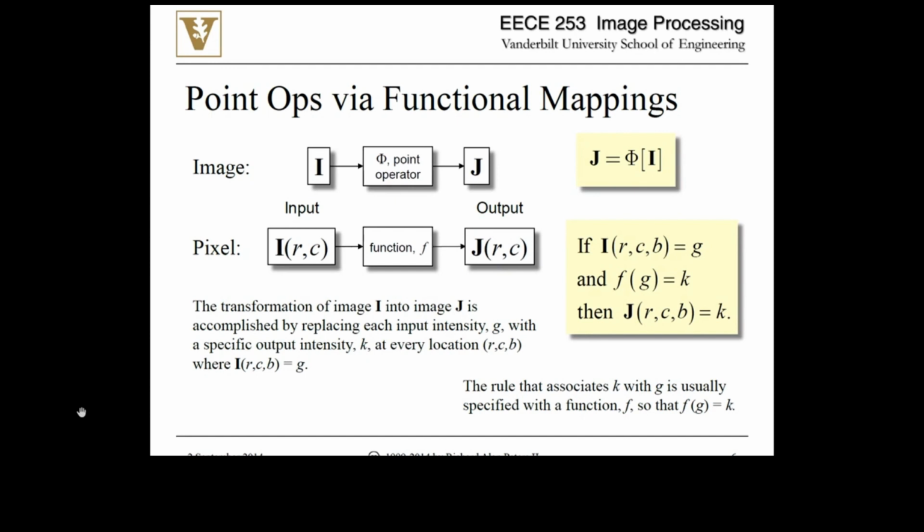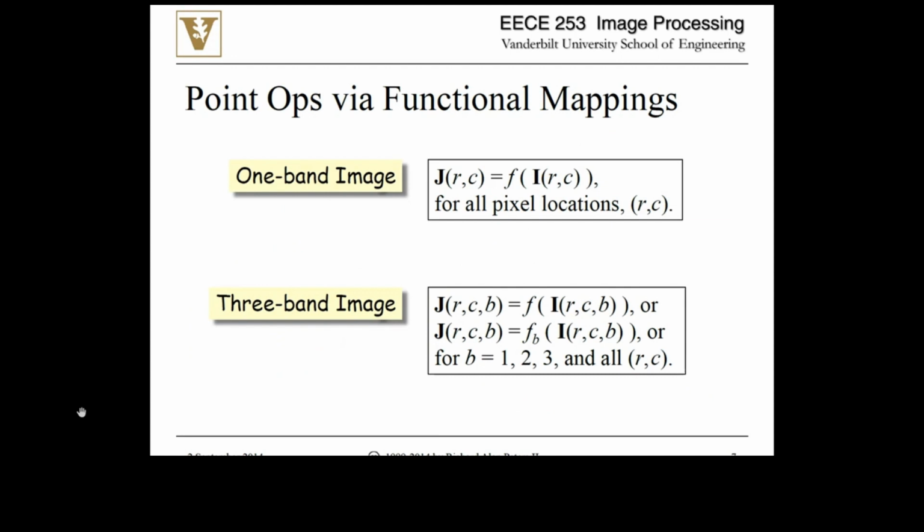And here is another view of that. Let's say that we have a matrix that is the input image I, and then you go to the point operator, that is this function phi, and you produce J, that is the output. This is if you express it at the level of matrices, and this is if you express it at the level of functions.